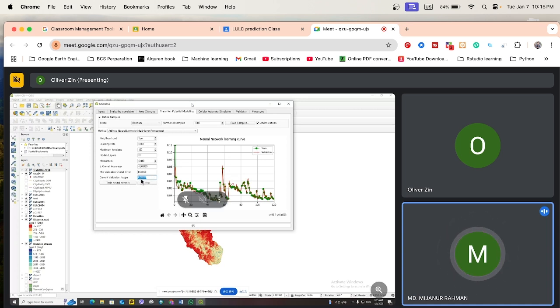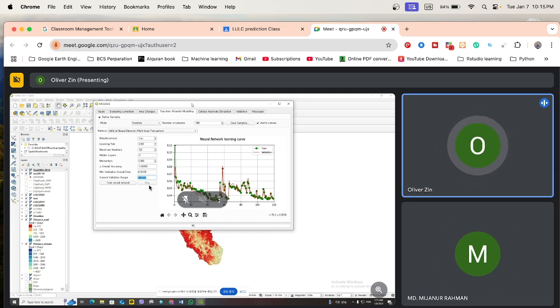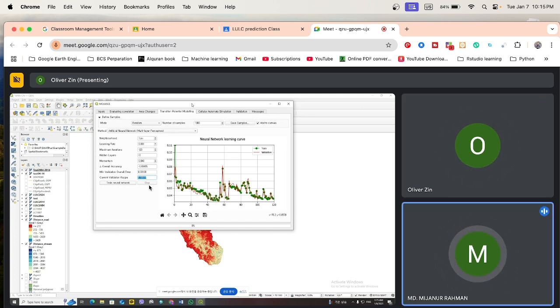In this case, you can see the accuracy is, I think, 58%. Because of the overfitting, the overall accuracy is minus 0.00495. With overfitting, mainly the training loss decreases while the validation loss starts increasing. It indicates the model is learning training data too well but fails to generalize.